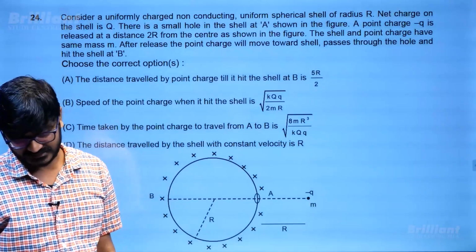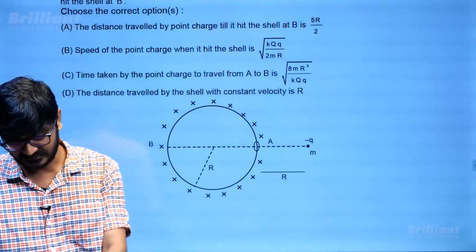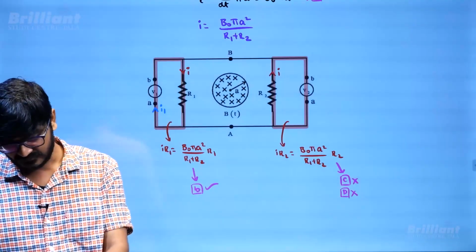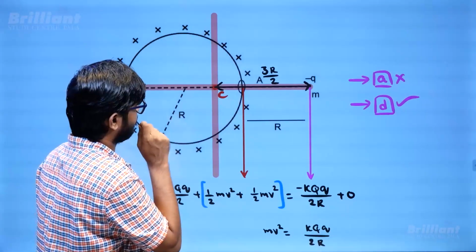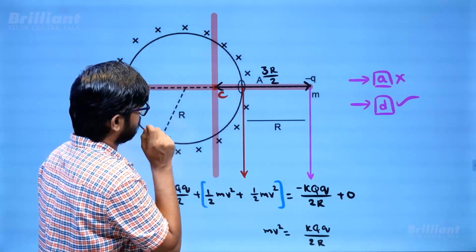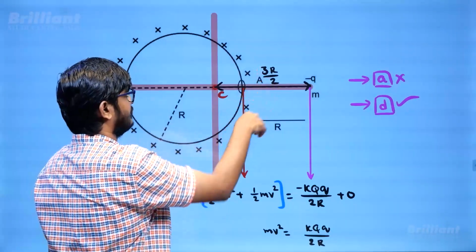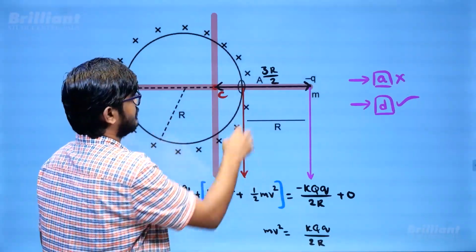Now they are asking what is the distance traveled by the point charge till it hits. So what will happen? Oh sorry, I have done it wrong. Sorry, this is not 3r by 2. Leave it, this is not correct.